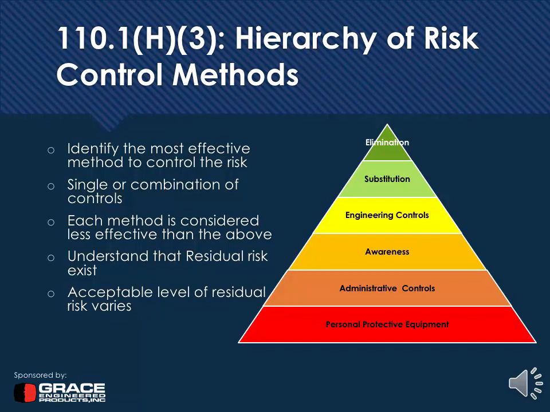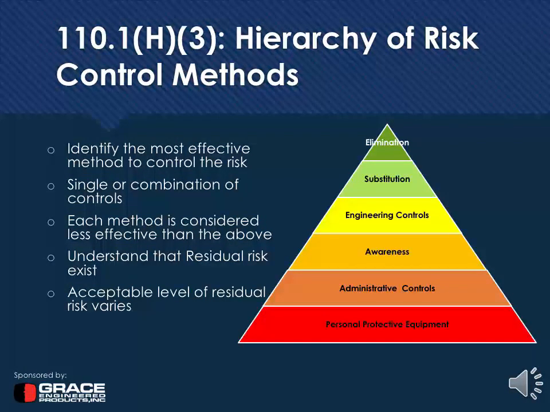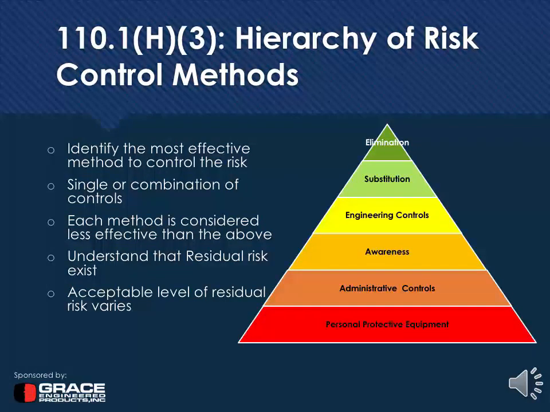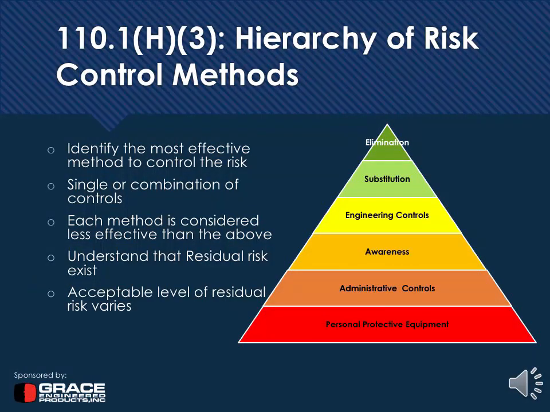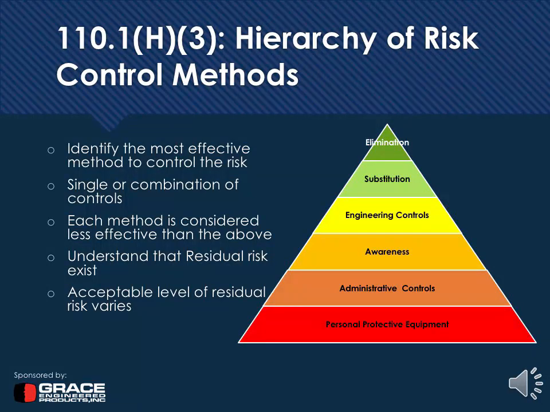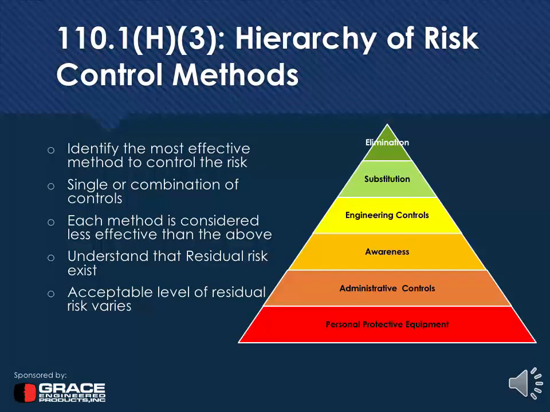If the failure of one control occurs, the other control below it will perform. So each method is considered less effective than the method above it. For example, awareness is considered less effective than engineering controls, and PPE is considered less effective than administrative controls. I'm not saying PPE is not required. PPE is only going to protect in the event of an incident.